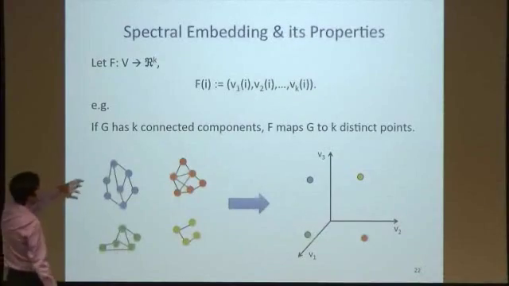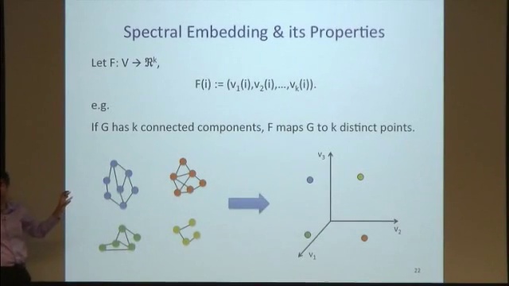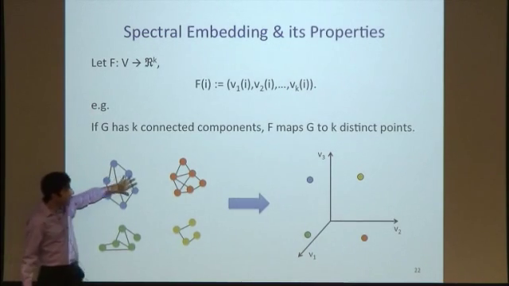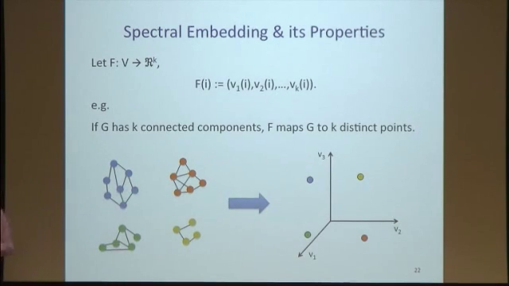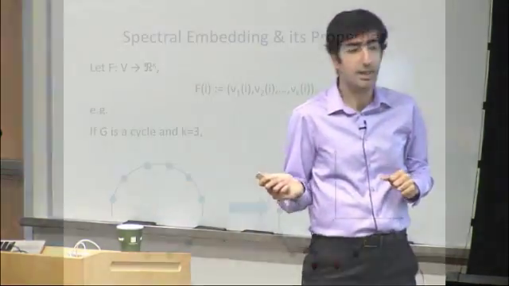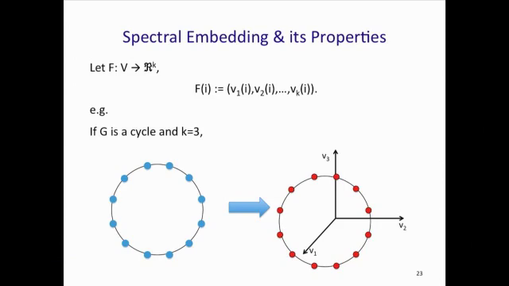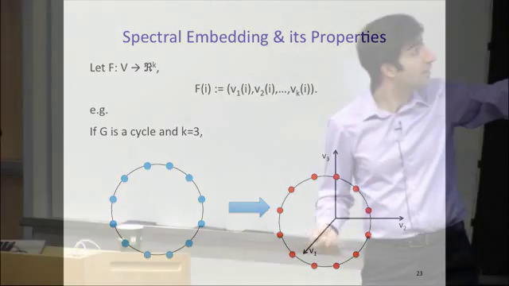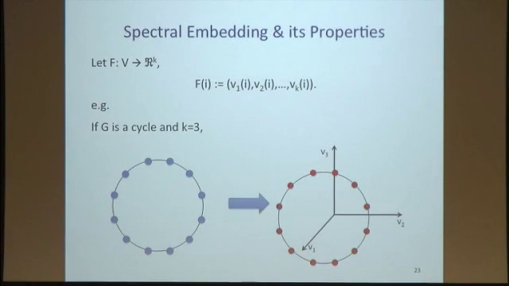Let me show you some examples to better understand this. For example, if the graph just has k connected components, then this spectral embedding maps each connected component to a separate point in this high-dimensional embedding. Each connected component will map to the same point, and you can see clustering will be very easy. If the graph is a cycle and k is equal to 3, then this spectral embedding gives you exactly the cycle.